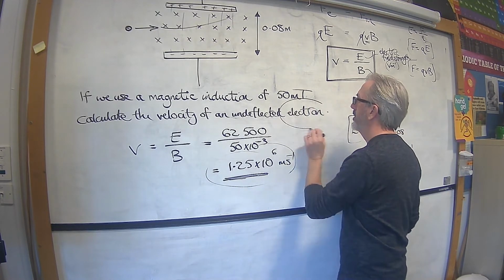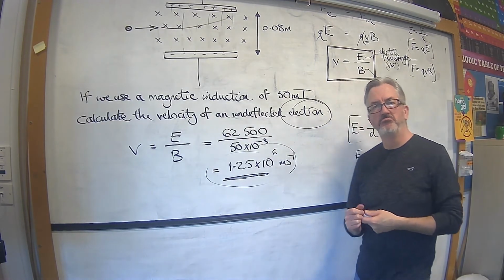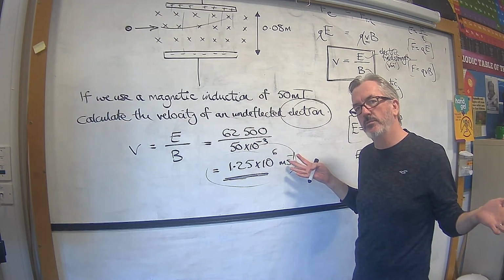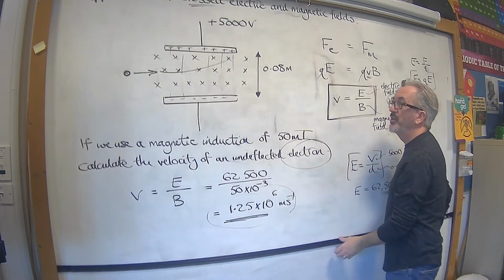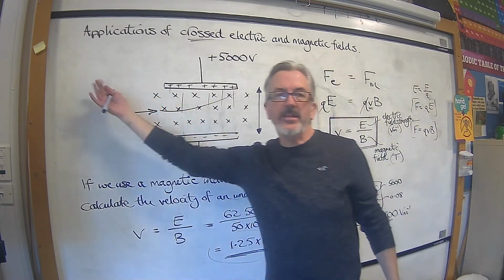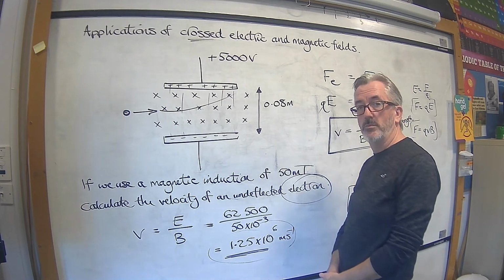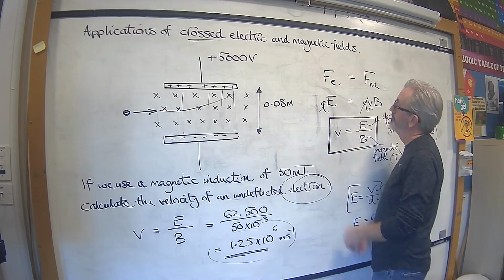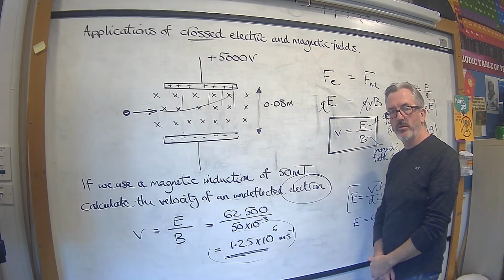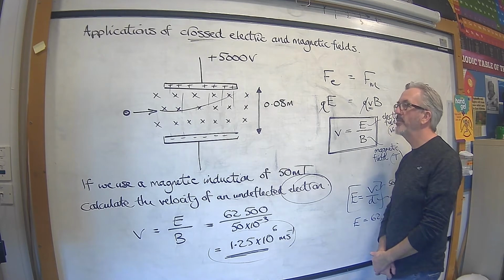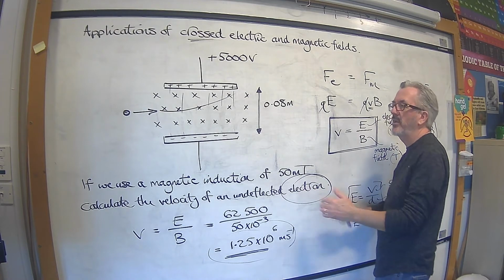Does it matter about the charge of the particle? Does it matter about the mass of the particle? Charge doesn't matter. We could quite easily fire in there any charged particle, any negative ion or positive ion. Charge cancels out. And there's no mass in that relationship at all. It's only the speed of the particle.